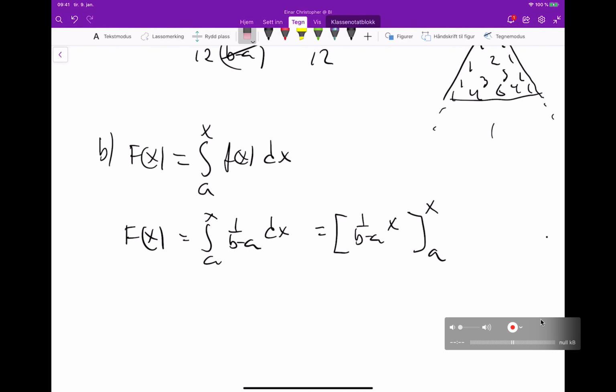And we get, putting x in for x, that's not perfect notation, but now we have done it, x divided on b minus a minus a for x, a divided on b minus a, and we get x minus a divided on b minus a. That is the CDF, or cumulative distribution function.